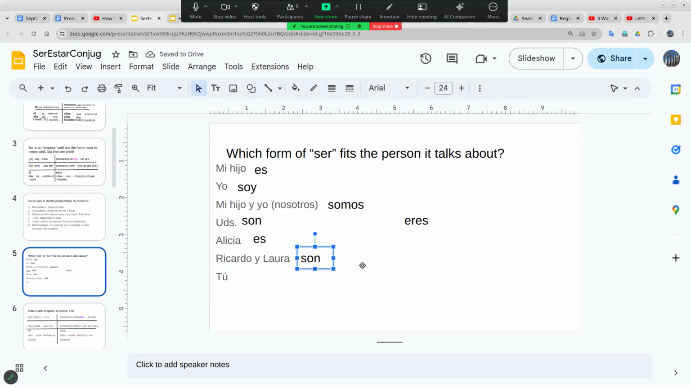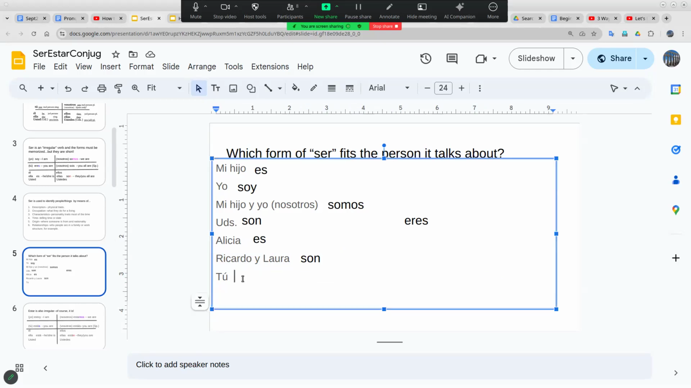Ricardo y Laura son colegas. They are colleagues. ¿Sí? Ricardo y Laura son amigos. They are friends. Ricardo y Laura son estudiantes. Right? Okay. So all those things are either identifiers or telling what they do, what their relationship to each other is.